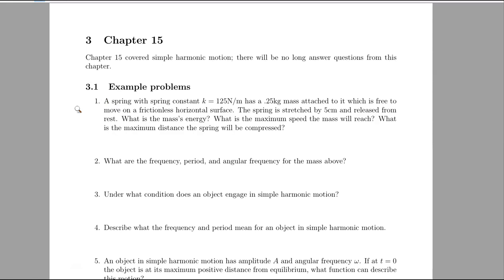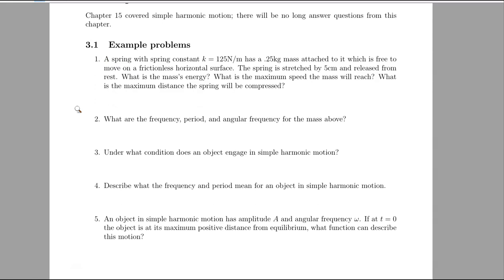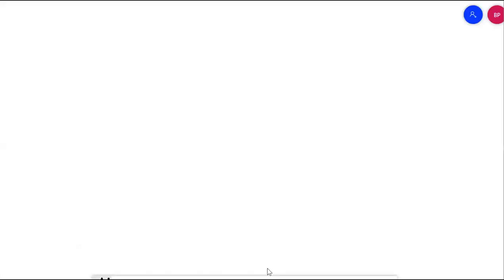All right, so starting with our first question. A spring with spring constant 125 newtons per meter has a 0.25 kilogram mass attached to it, which is free to move on a frictionless horizontal surface. The spring is stretched by 5 centimeters and released from rest. What is the mass's energy? And what is the maximum speed? And what is the maximum distance the spring will be compressed? All right, so let's draw what's going on here.